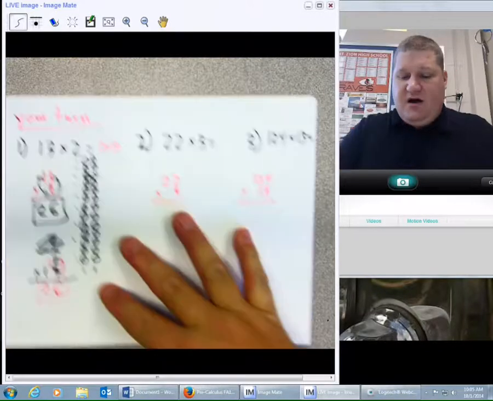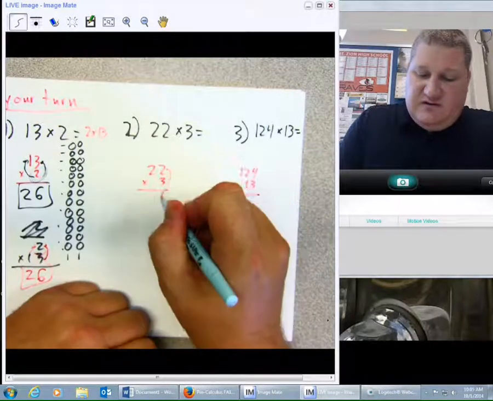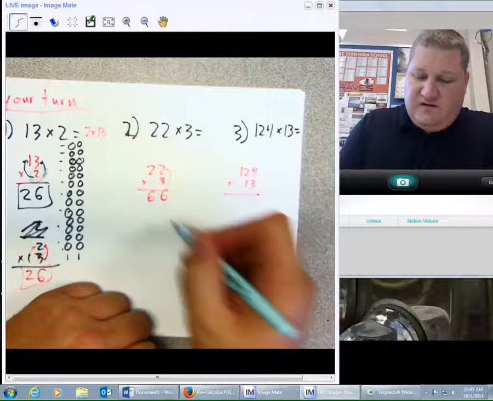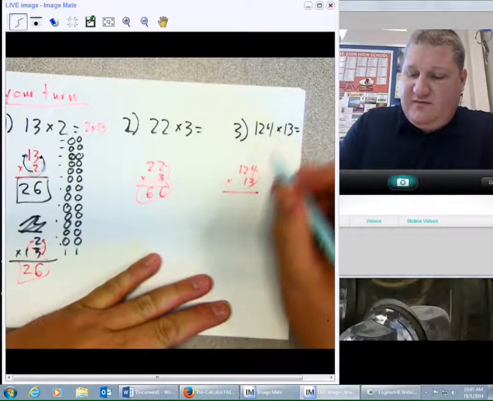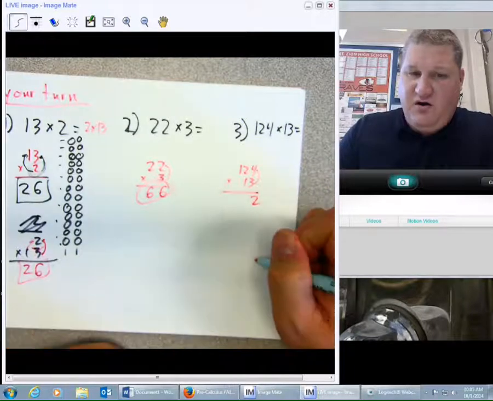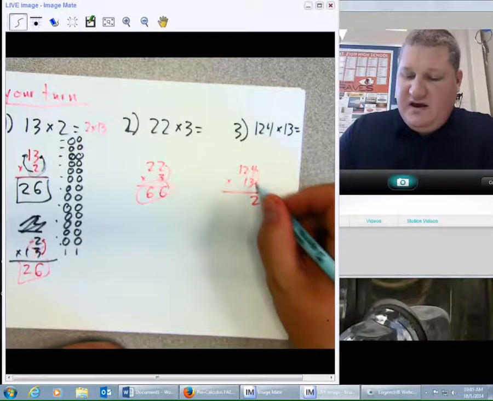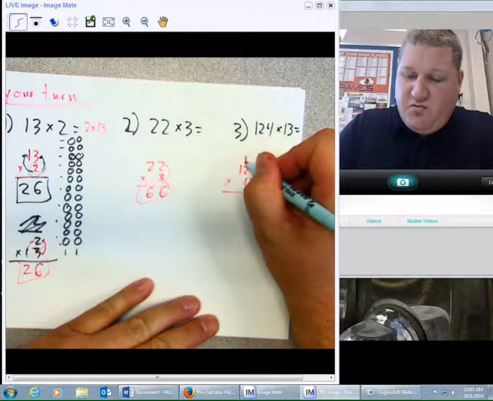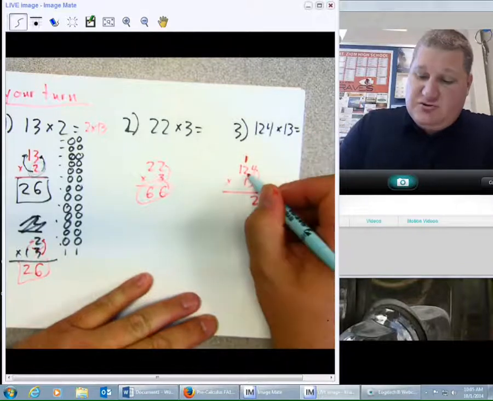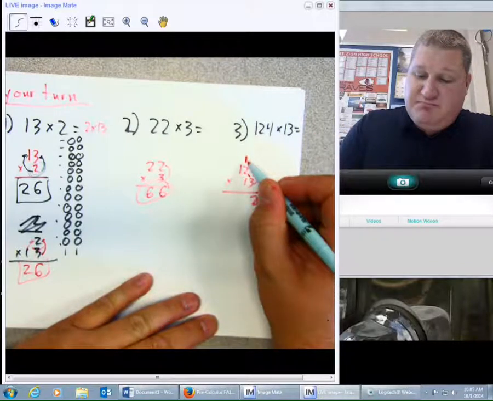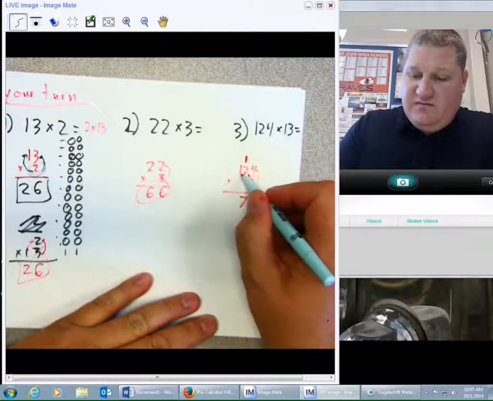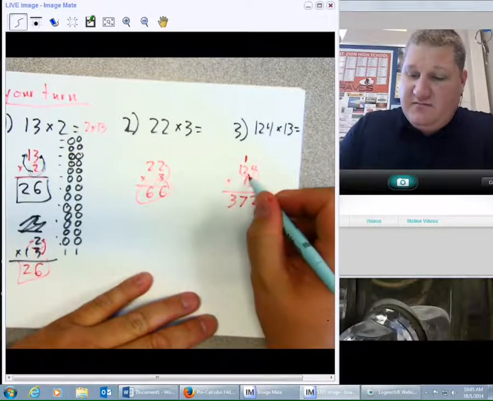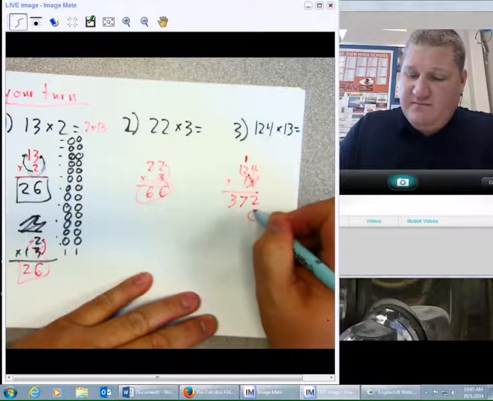Now, 22 times 3, I got 3 times 2 is 6, 3 times 2 is 6, 66. Over here I got something a little bit bigger. I got 3 times 4 is 12. Now, if I have a 12, that's too big, so I need to carry my 1 up here. 2 times 3 is 6, plus the extra 1, 7. 3 times 1 is 3. Now, I'm done with this one, so I put a 0.